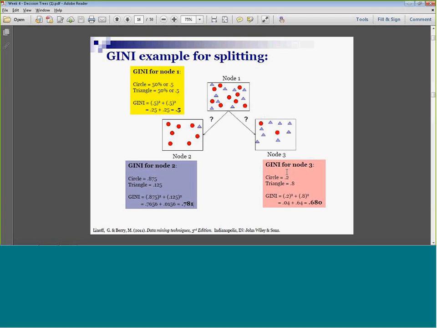How about the Gini for node 3? Well, we have 2 circles out of a total of 1, 2, 3, 4, 5, 6, 7, 8, 9, 10. 2 circles out of 10, so 20% circles, 80% triangles. 0.2 is the decimal version of the proportion. 0.2 squared is 0.04. 0.8 squared is 0.64. And that Gini, for that node, is 0.680.